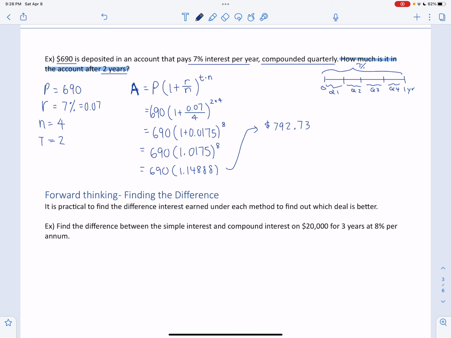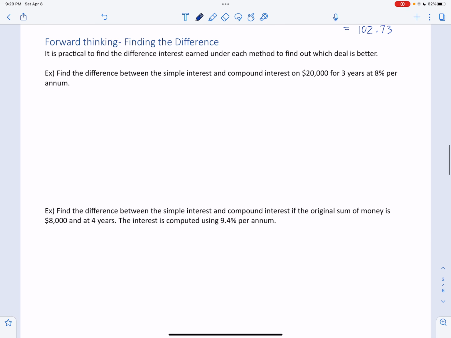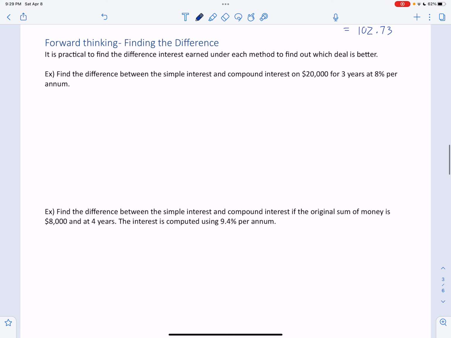If I was, I would have to do A minus the principal for interest. So 792.73 minus the 690, we would have made $102.73. Okay, but I'm only looking for this here. Okay, hope that helps.